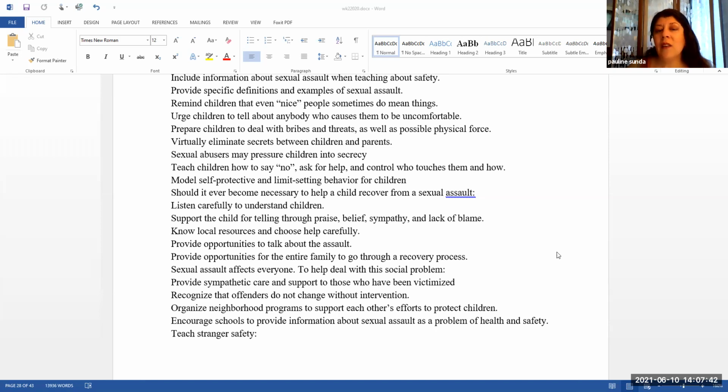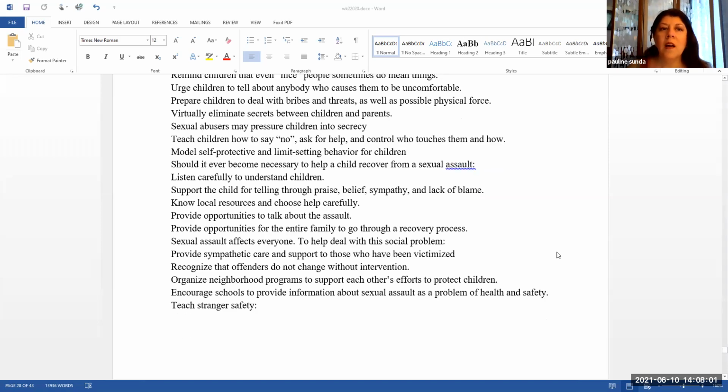So here's where you may have to role play with the child so they can get away and they won't fall victim to bribes or threats. You really want to eliminate any kind of secrets between children and parents. You want to tell a child that there's nothing that they cannot tell you. Sexual abusers may pressure children into secrecy. And this is why it is so important to let a child know that they can tell you anything and they should tell you everything.